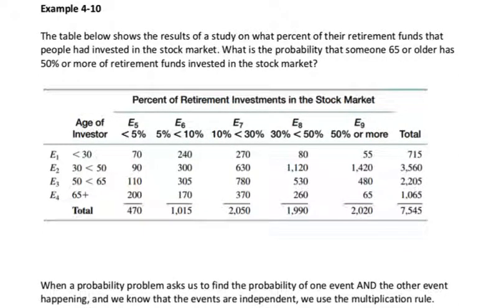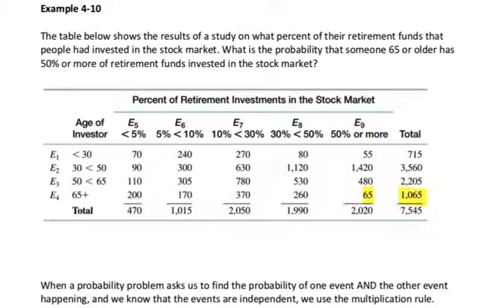So when I look at the table, what I'm going to find is the number who are 65 or older that invested 50% or more, which was 65, and I'm going to divide that by the total number of people who were surveyed that were 65 or older, not the total number of people in the survey.